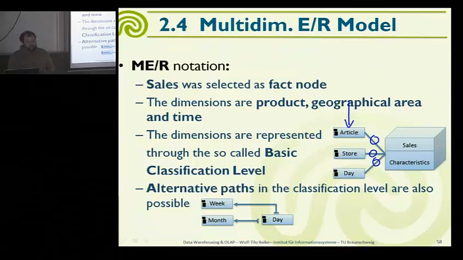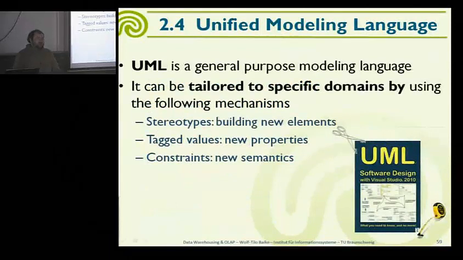The dimensions are represented through the basic classification level. Those are those. And there may also be alternative paths in the classification level. So the classification level has a certain granularity. So I don't know, day is part of a month is part of a year is part of a decade or something like that, right? Everything that you need. But you could also say something like day belongs to a certain week and to a certain month. So the week does not belong to a month, not necessarily. It can span 2 months, basically, right? So you can have alternative paths in these classification edges. That's not a problem. And this, yes?